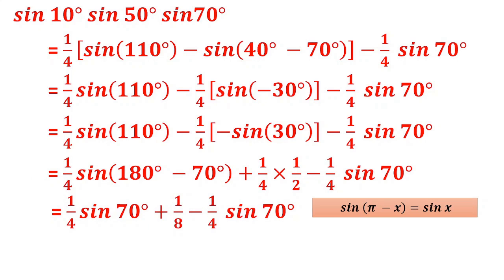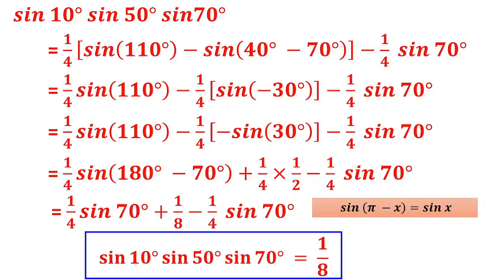Already I am substituting the value for sin 30. It will be 1 by 2. Minus into minus will become plus. So I am getting minus 1 by 4 sin 70. Sin 70 is getting cancelled. That is 1 by 4 sin 70 and minus 1 by 4 sin 70 are getting cancelled.